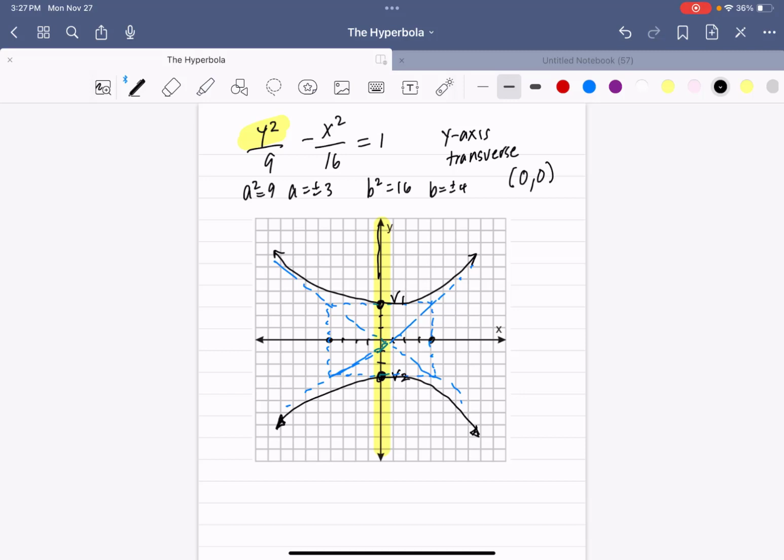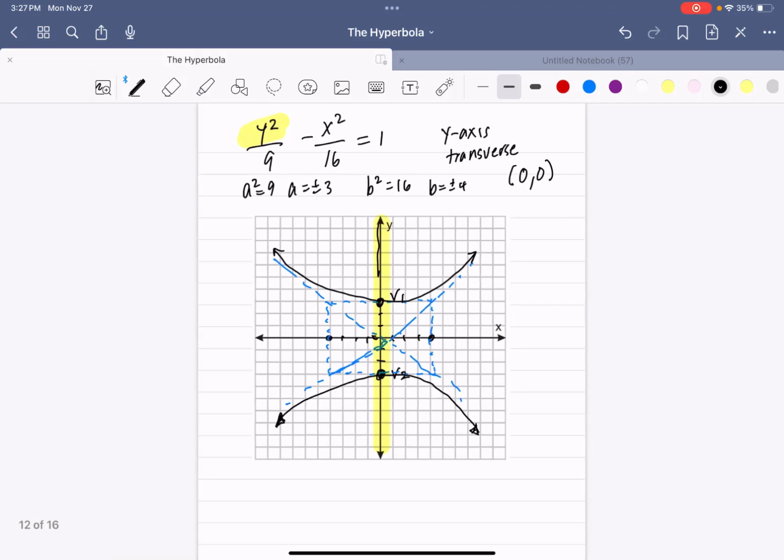Okay, so if the y squared is positive, your transverse axis is the y-axis as long as your center, remember, is at 0, 0. We can shift it left or right later when we shift the center to a different point. But right now we're just looking at ones that are centered at the origin. So my center's right here still, center of that box. And since the y is positive, the transverse axis looks like the y-axis. The vertices are on the y-axis. So your graph is going to intersect the y-axis in two different places at those vertices.